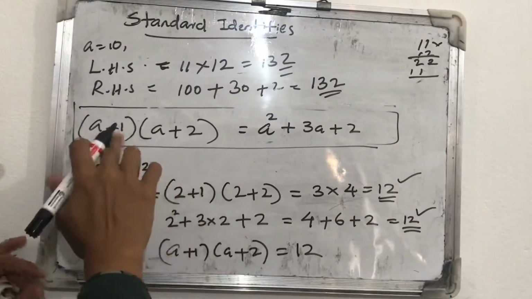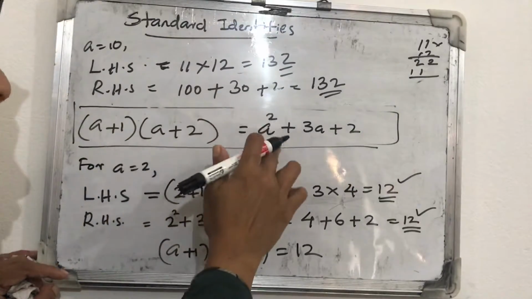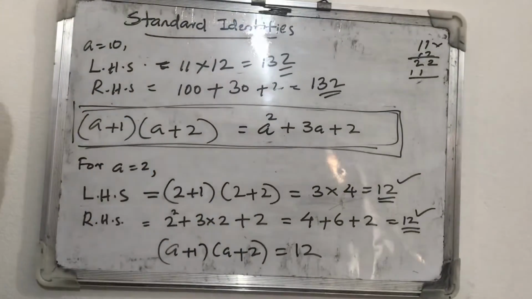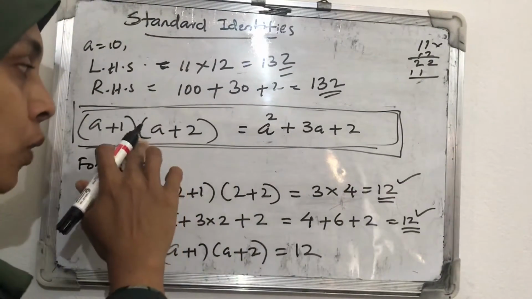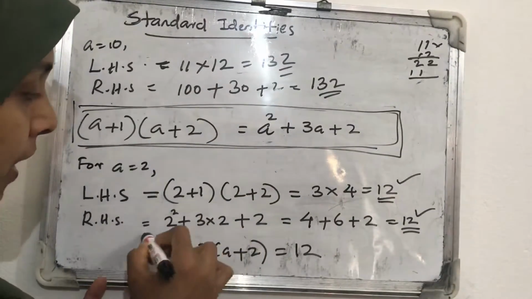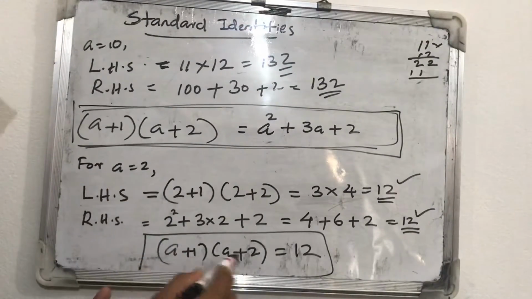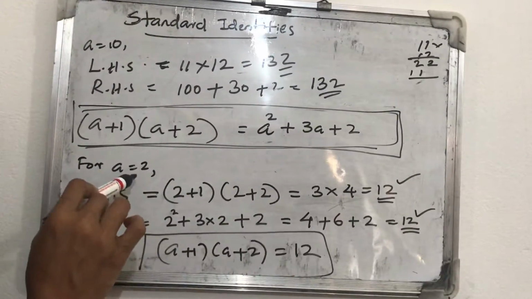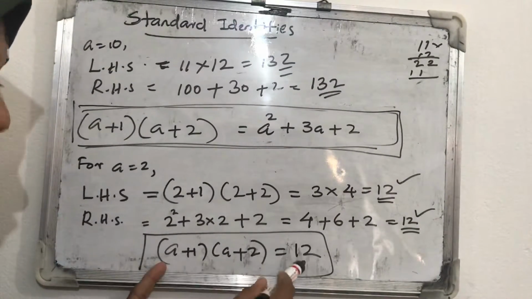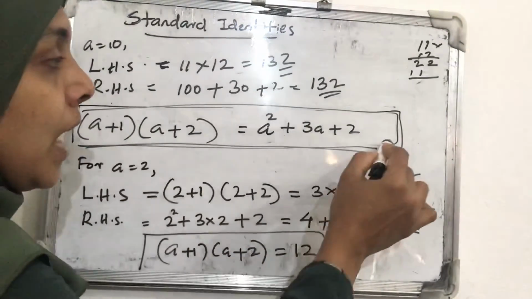But (a plus 1) into (a plus 2) is equal to a square plus 3a plus 2 will be an identity. That means for any value of a, we will get the same value for LHS and RHS. So that is the difference. This we can call an equation, because we get 12 only for a is equal to 2. If you give another value, suppose a is equal to 10, it will not be true. Okay, so that is an equation, but this is an identity.